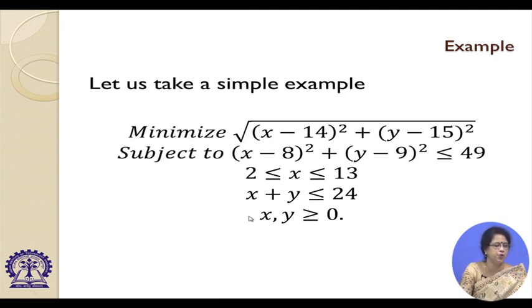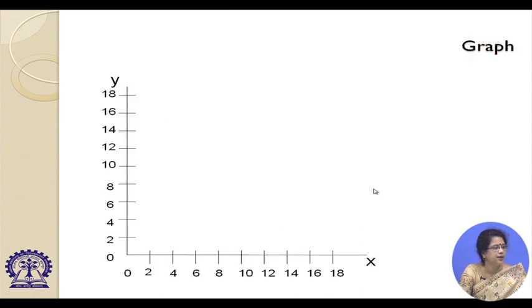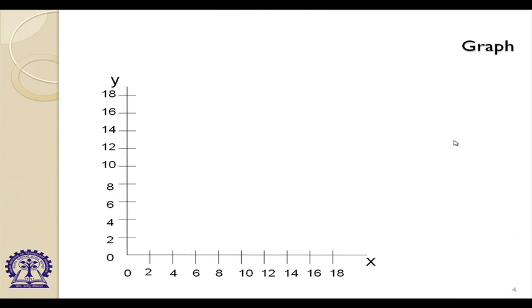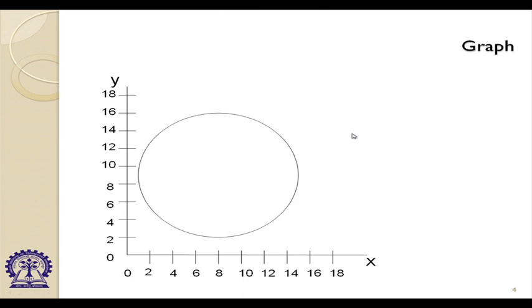Let us try to draw this problem. This is the axis for us. As you did for the linear programming, the same thing we will do, and we will draw the constraints one by one. First, we will draw a circle that is centered at (8, 9) with the radius 7. All right, this is the circle for you.